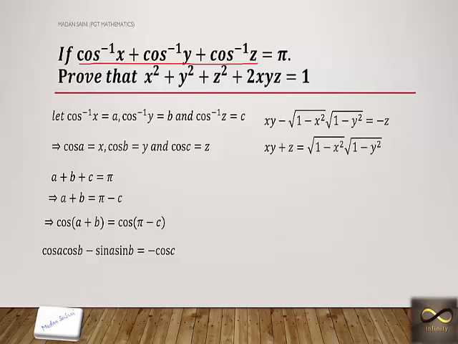Shifting z on the left hand side and the square root term on the right hand side, square both sides, we will have this expression. You will simplify and then we have the given expression. I hope it is clear to you.